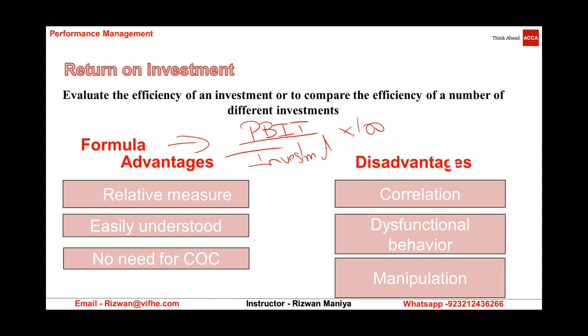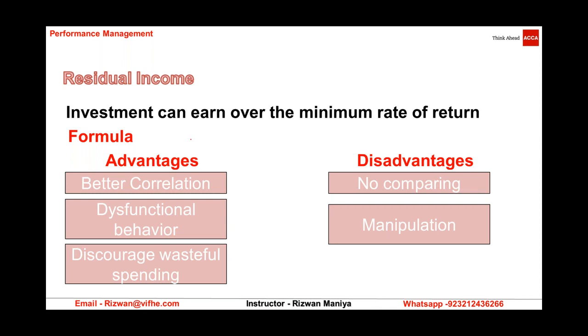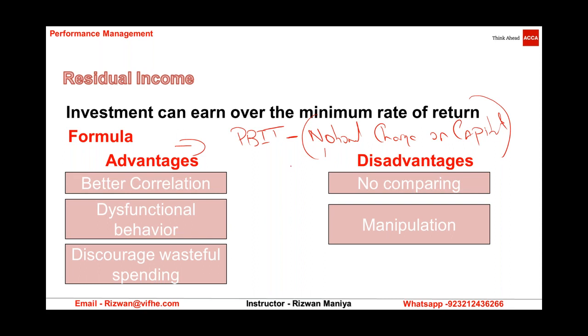Then we have another, that is RI, and RI is what? RI is profit before interest and tax, and we deduct from this the notional charge on capital. And how do we work out this notional charge on capital? The working is simple. We use cost of capital and multiply it with investment. So this is how we work out RI. I'm sure people are now very much aware of how RI is calculated. It's PBIT minus notional charge on capital.